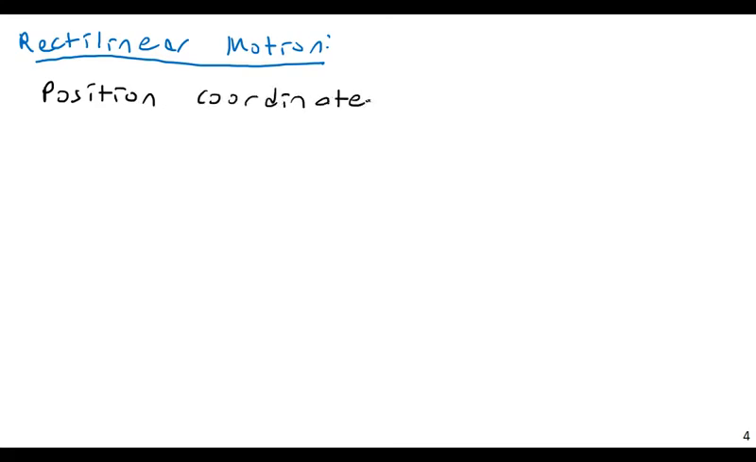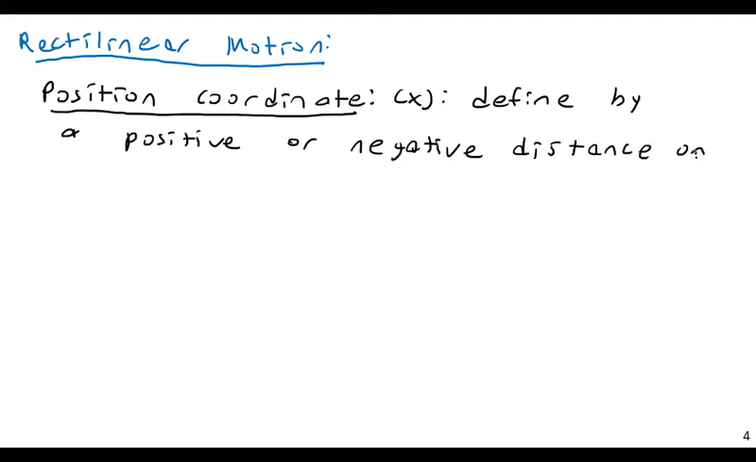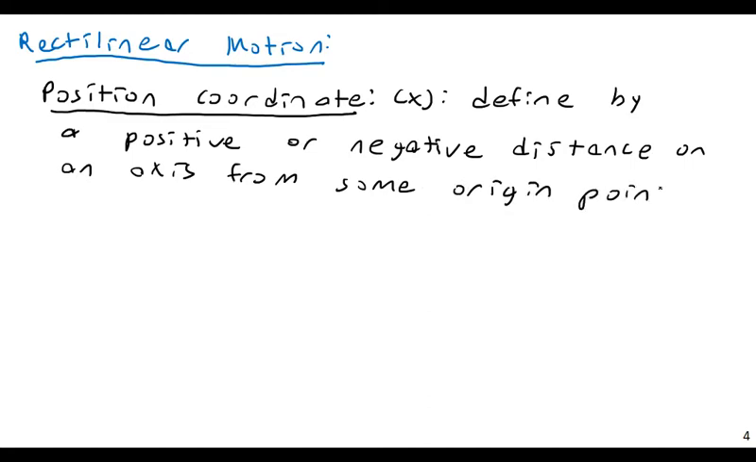The position coordinate, for which we could really use any variable. We typically use x for rectilinear motion. It is, of course, defined by a positive or negative distance along an axis from some origin point. So we'll need our position coordinate, which we'll call x.